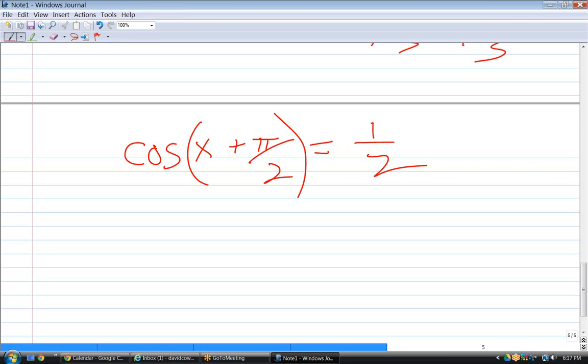Let's see. Cosine of (x plus pi over 2) equals 1/2. You think for a minute here. Do I want to use the sum and difference? I don't think so. Because then I'm going to have 2 cosines and 2 sines, and I'm going to have a variable with each one. I mean an x with both.